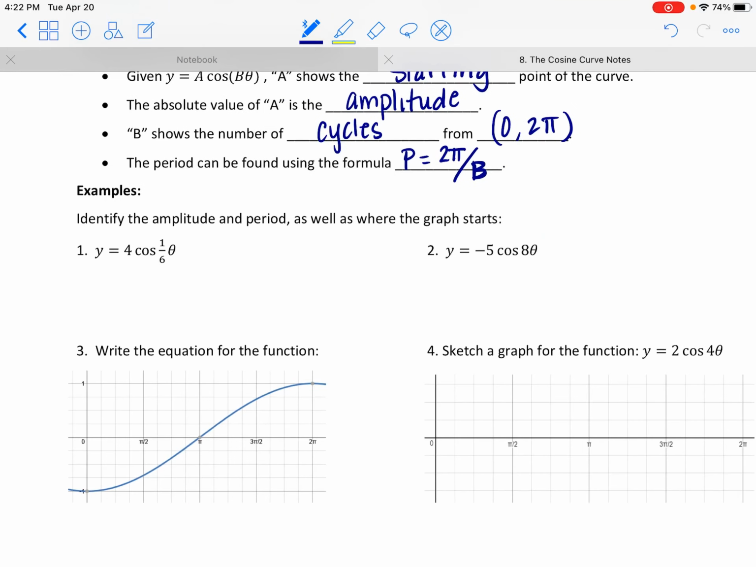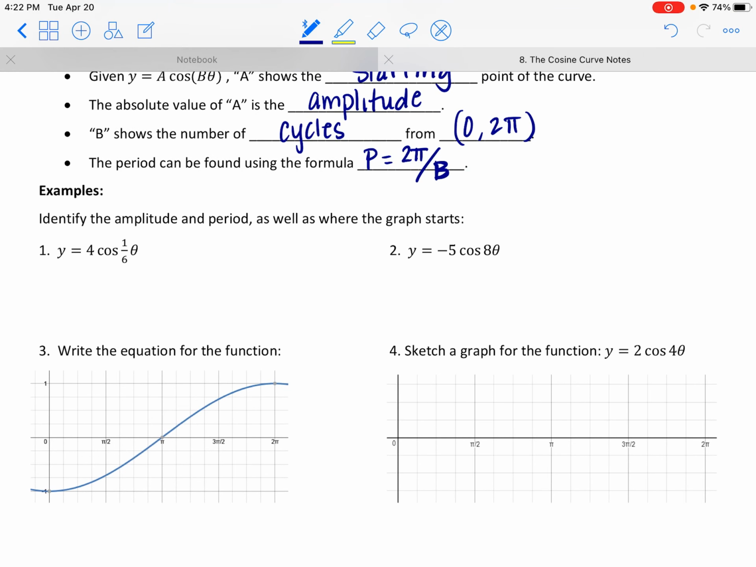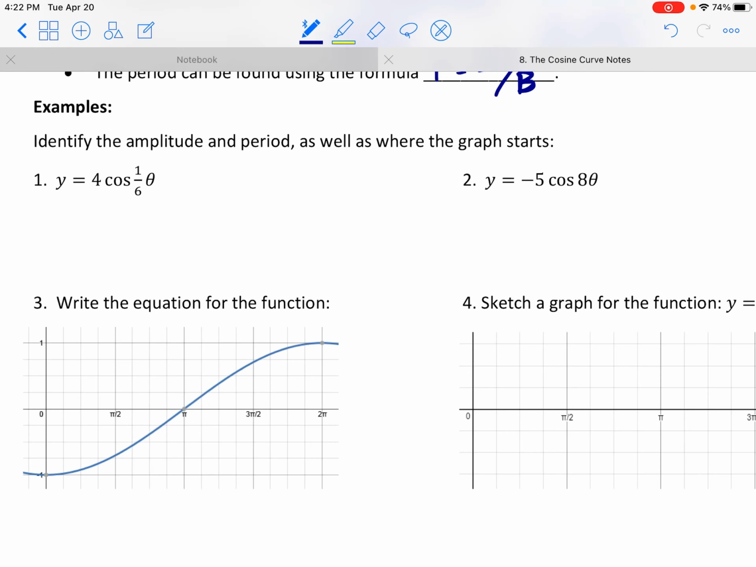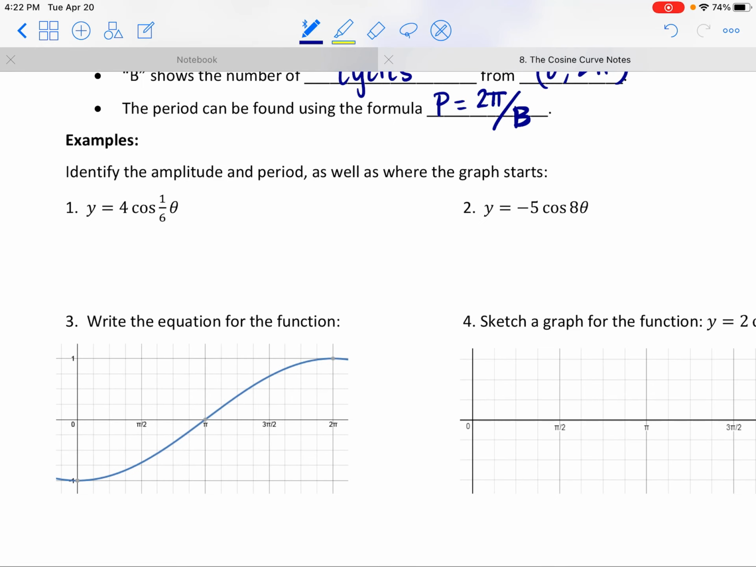Okay, so let's look at a couple more functions here, to make sure we've got a good grasp on what's happening. So we're going to identify the amplitude, the period, and where this graph starts. Basically, what can we tell by looking at this function, what's going to be going on with the graph? So based on a being 4, we can see that this is going to start at 4, and there's going to be an amplitude of 4.